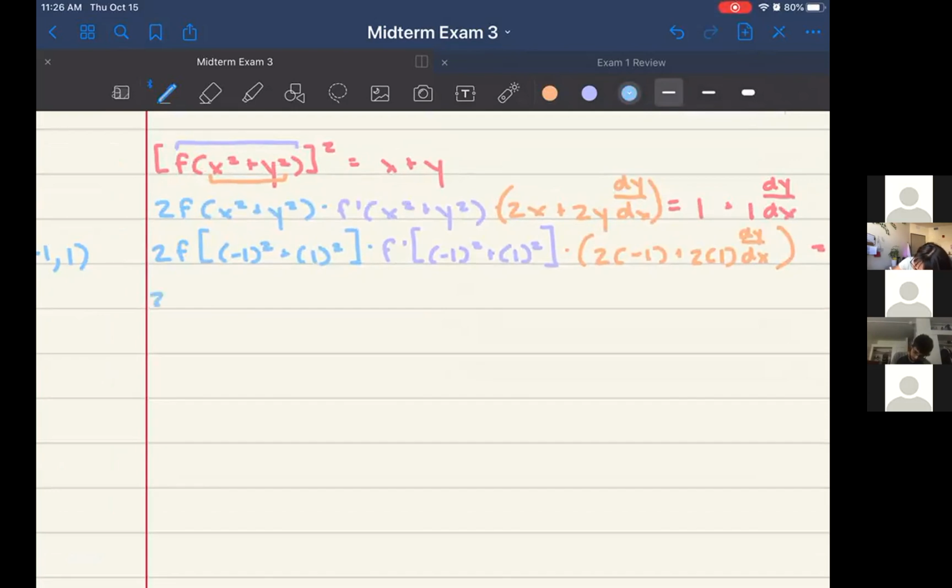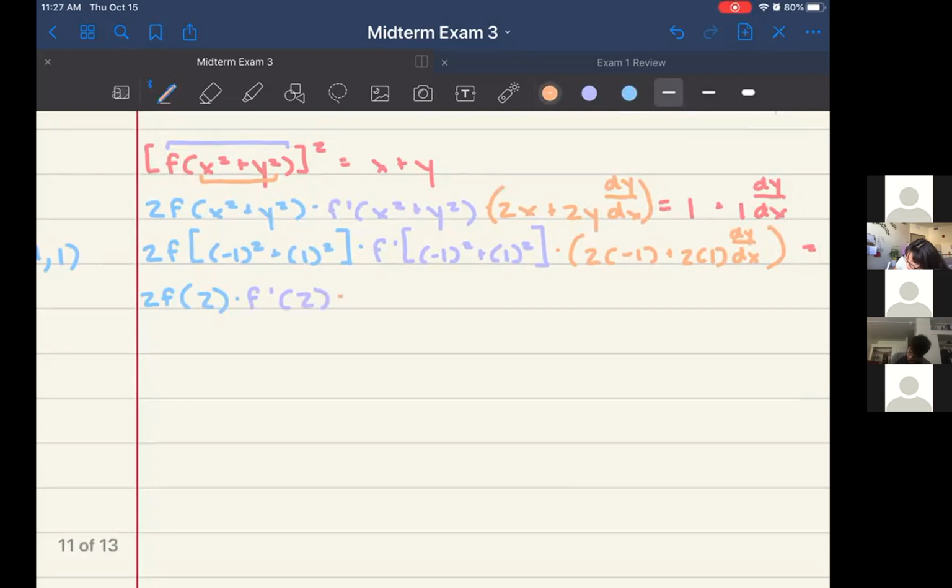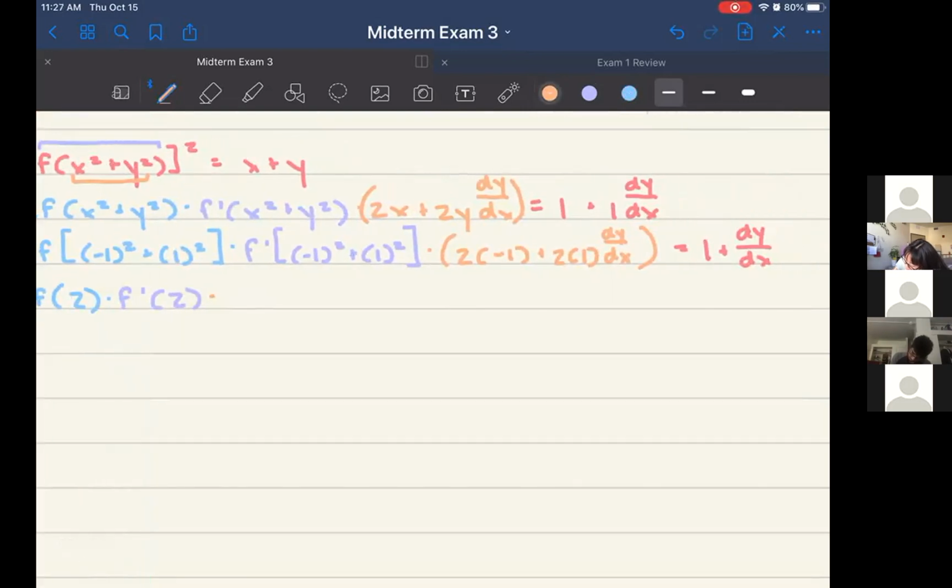So 2f of, so -1 squared is 1, 1 squared is 1, so 1 plus 1 equals 2. f of 2 times f prime is going to be the same thing, f prime of 2 times, what is this, -2 plus 2 dy/dx, I believe that's it, yeah, plus 2 dy/dx. And that's going to equal 1 plus dy/dx. That doesn't change.